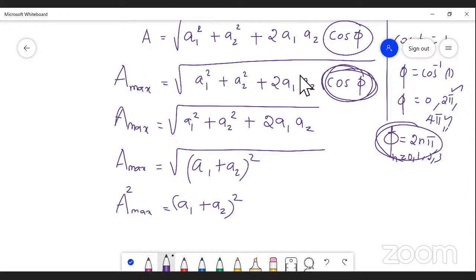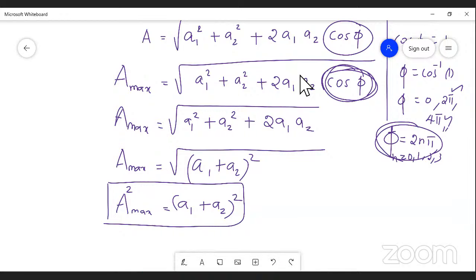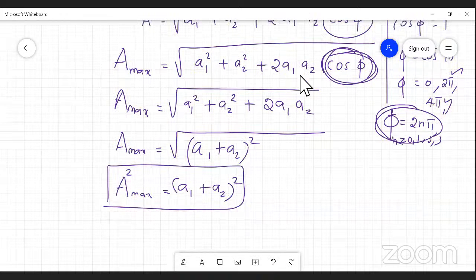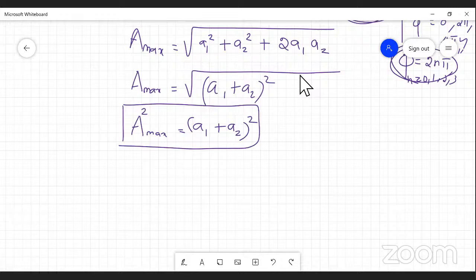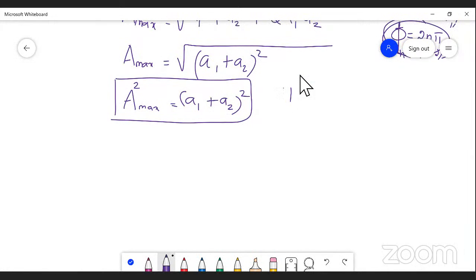This is another condition. Why are we taking the square value? Because the square of the amplitude is directly proportional to the intensity. The intensity of a wave is directly proportional to the square of the amplitude. It's a very, very important condition and formula also: intensity of light is directly proportional to the square of the amplitude.